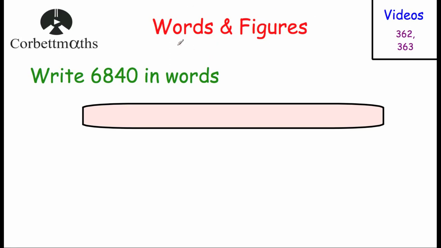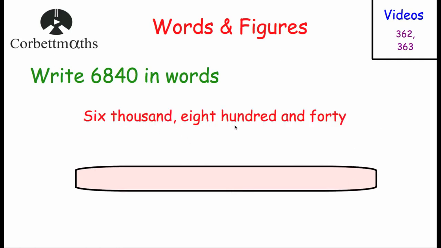So sometimes we're asked to write a number that's in words as figures, or a number that's in figures in words. So our first question says, write 6,840 in words. Now, whenever we're writing a number in words, we write it as we say it. So if I was reading this, I would say 6,840. So that's what I would write down. So whenever you're writing numbers as words, you write them down as you say them.